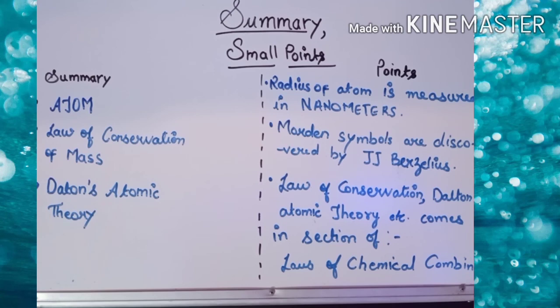In the small points, on discovery, I have to tell you that modern symbols were discovered by J.J. Berzelius. He was a scientist. J.J. Berzelius discovered the modern symbols of all these elements. Then, the radius of an atom is always measured in nanometers. Then, the law of conservation, Dalton's atomic theory, and all of these laws come under the section of laws of chemical combination, because these laws are all made of chemical combination.